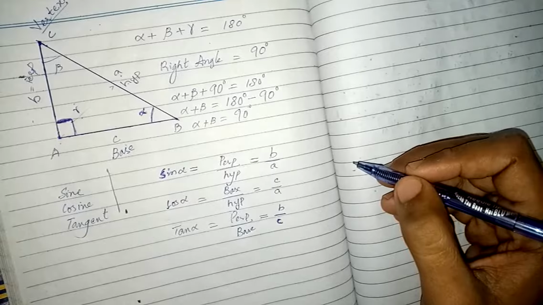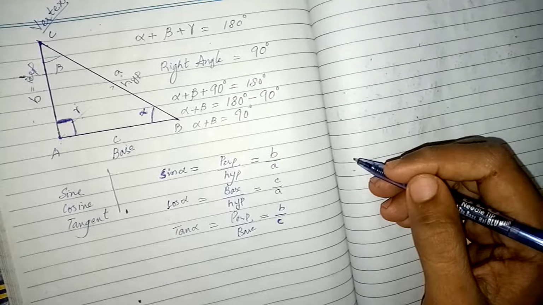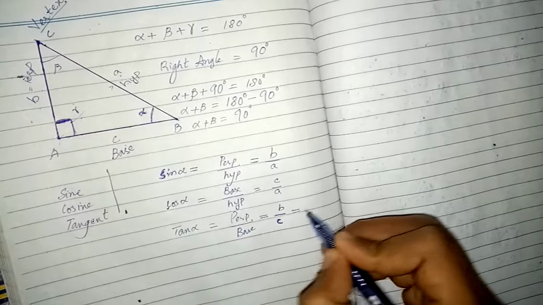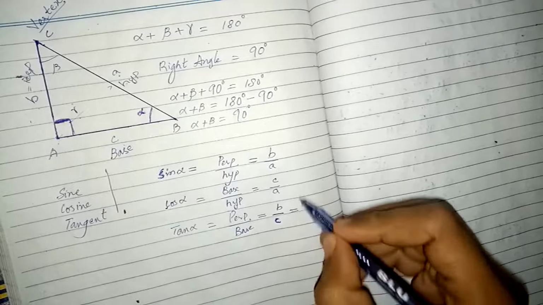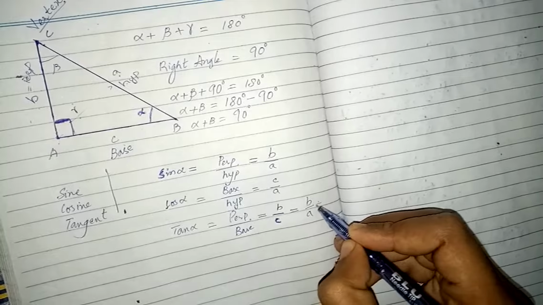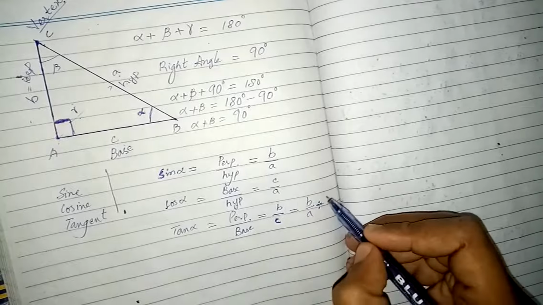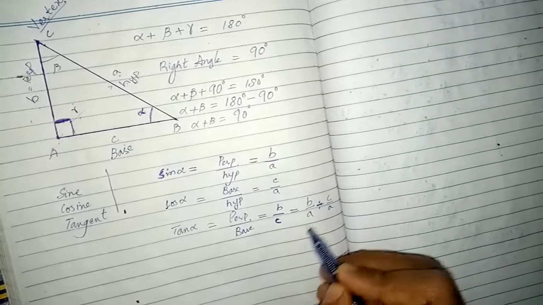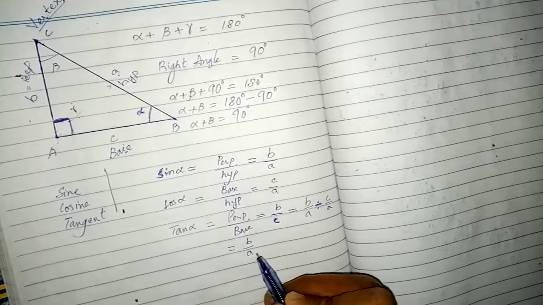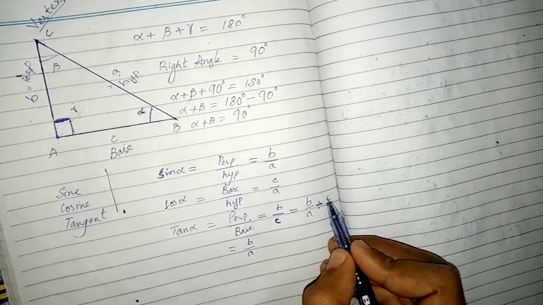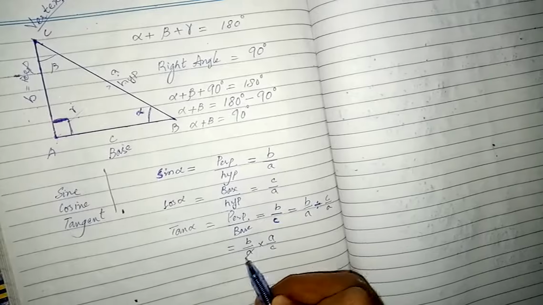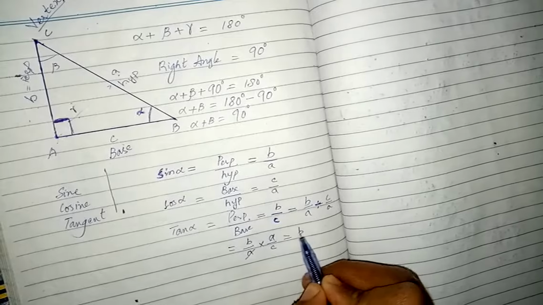If we focus on the tangent alpha, what is tangent alpha? Tangent alpha is basically sine upon cos alpha. We can see that it is equal to the sine upon cos, where sine is B upon A divided by the cosine, which is C upon A. So if I change the divide into the multiplication, the denominator will become numerator and the numerator will become denominator, so it will become A over C. A cancels out and it remains B over C.